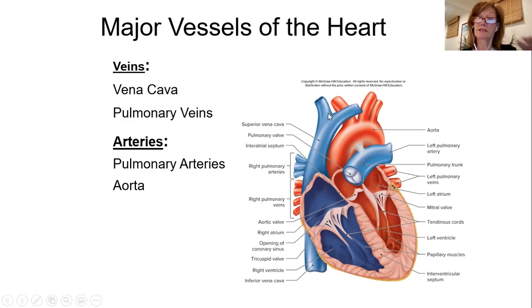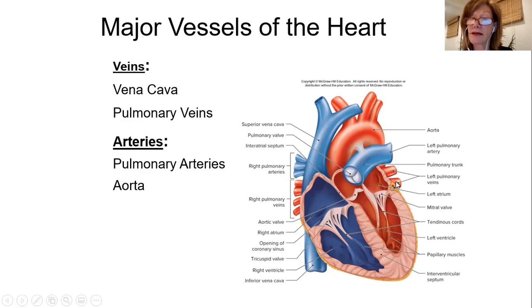We have the part that drains the upper body. We call it the superior vena cava, and the lower portion is the inferior vena cava. So the vena cava is the vein that returns oxygen-poor blood to the right side of the heart. And then if we look on the left side here, we see that we have two pairs of pulmonary veins.